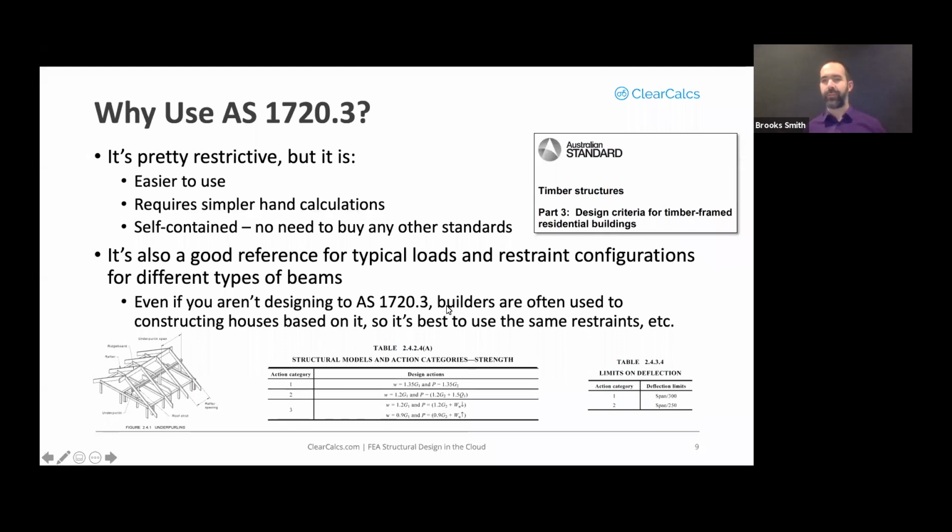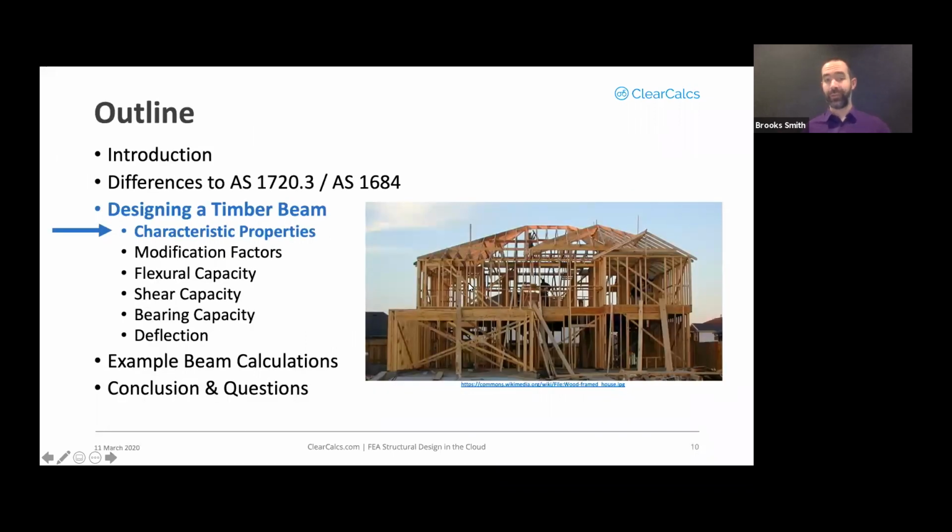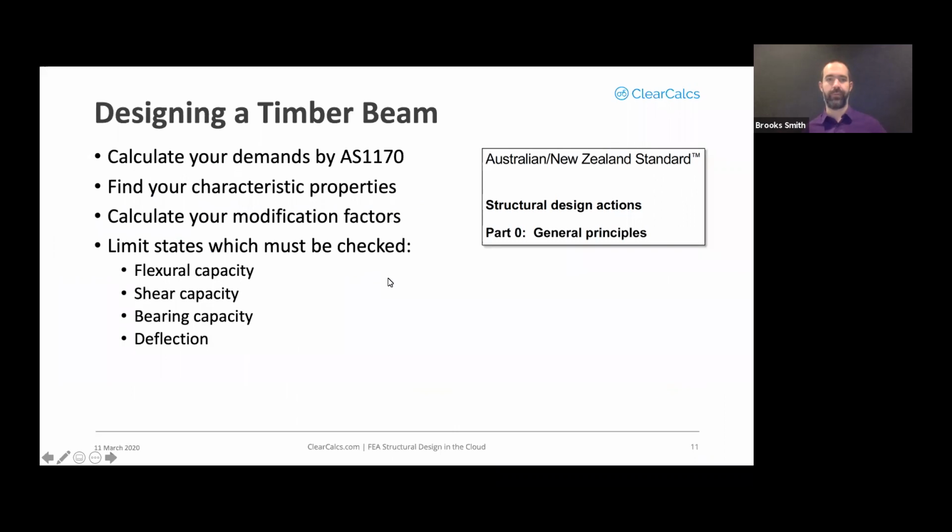It does have its place, but we're not going to be talking about anything more with how to use it here. It is a fairly self-explanatory standard. We're going to dive into 1720.1. So first, for designing to the main timber standard, 1720.1, you have to find your characteristic properties of your timber member. You have to calculate, let's start from the beginning.